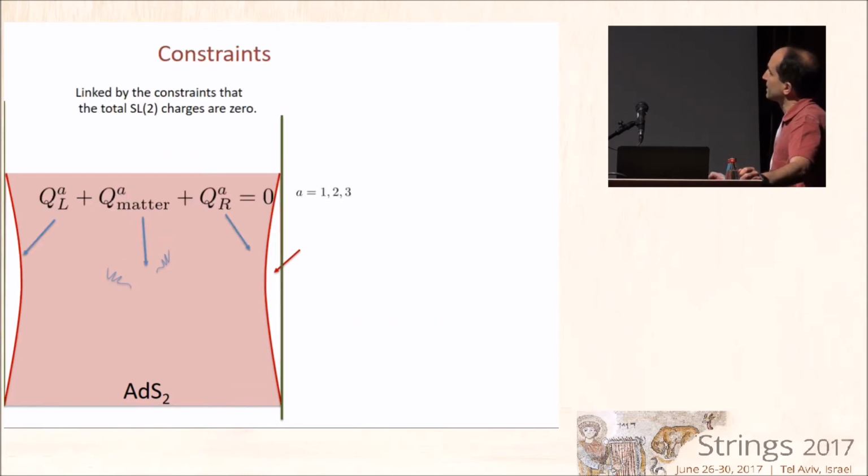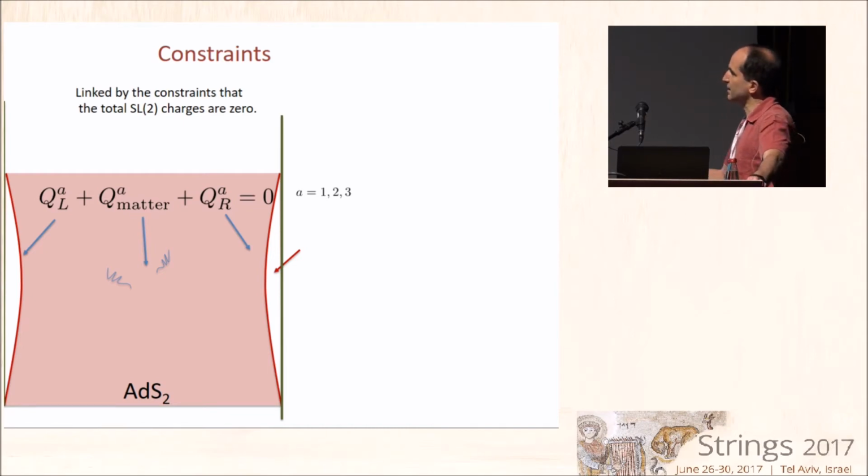Now the theory in addition has some constraints. What links the matter fields to the boundary is that the total SL2R charge of the system should be 0. This SL2R is the group of isometries of AdS2, and the net charge under those symmetries should be 0. Those are gauge symmetries. They are part of the diffeomorphism symmetry of the system. And this is, in fact, a linear combination of the constraints we have in general relativity. Those are local constraints, but we integrate them against the Killing vectors.